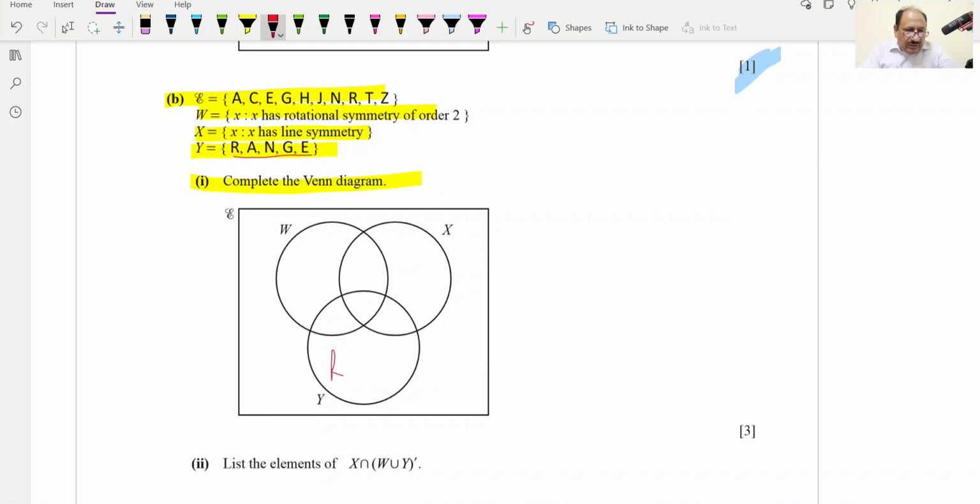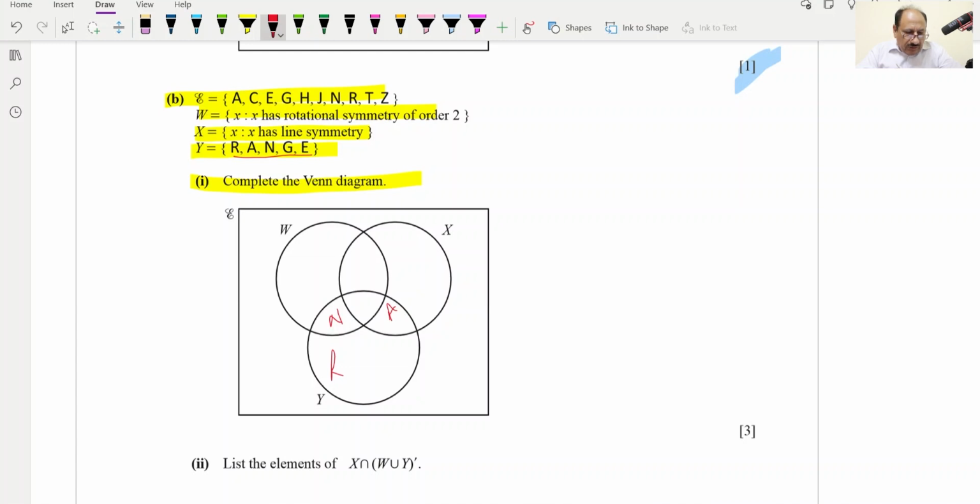And A is having line symmetry, and line symmetry is X, and Y also, so A will be over here. And then N will be having rotational symmetry of order 2, so N will be over here. Then we will check for G.